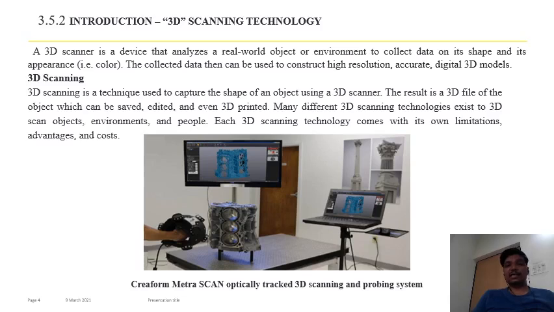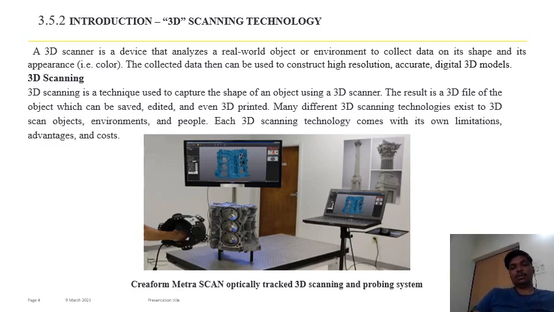So a 3D scanner is a device that analyzes a real world object or environment to collect data on its shape and its appearance, that is color. The collected data then can be used to construct high resolution accurate digital 3D models. So 3D scanning is being shown in the figure. There is a complex geometry of casting.